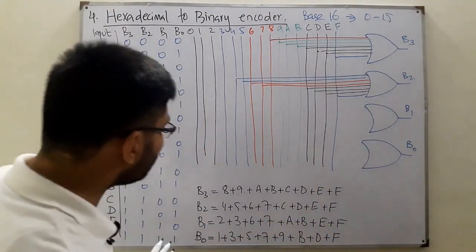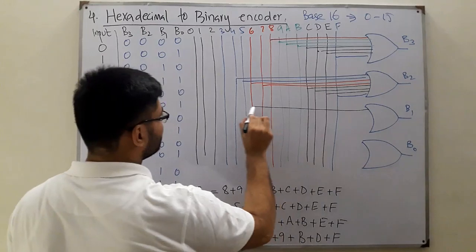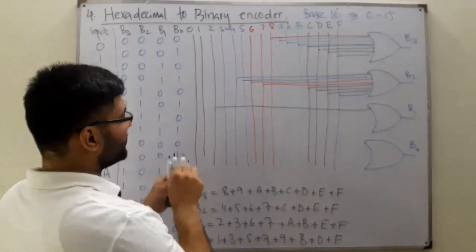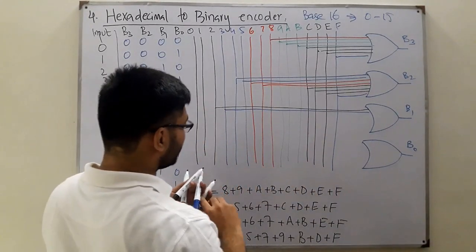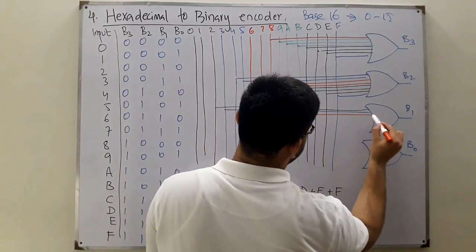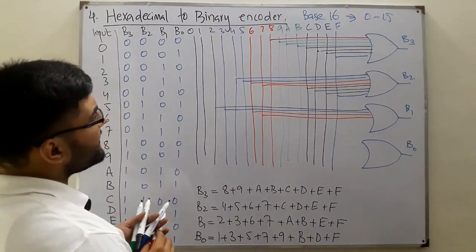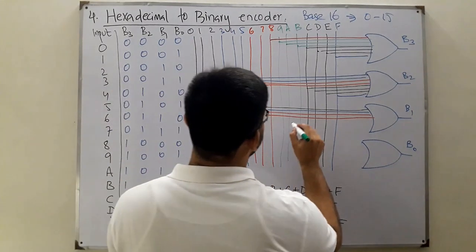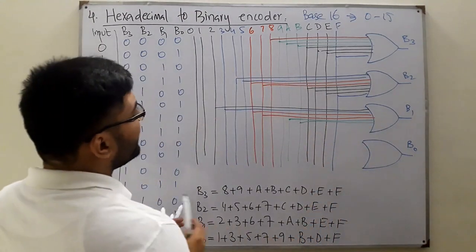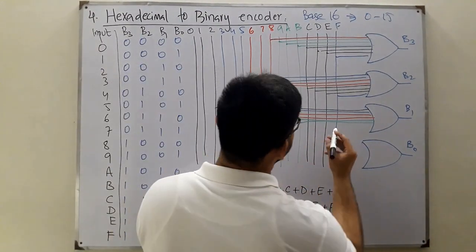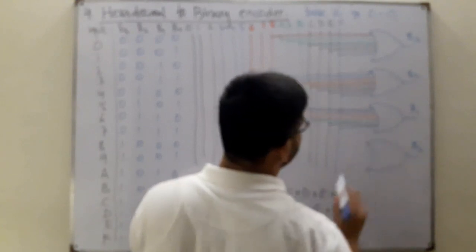So B2 is done. Now B1, you have 2, 3, 6, 7. So 2 is black. 3 is blue. 6 and 7 are red. Then we have A, B, E, and F. So A and B are green. And finally E and F. So E is black, and F is blue. So this is the most colorful, okay? I believe. Yes, so B1 is done.